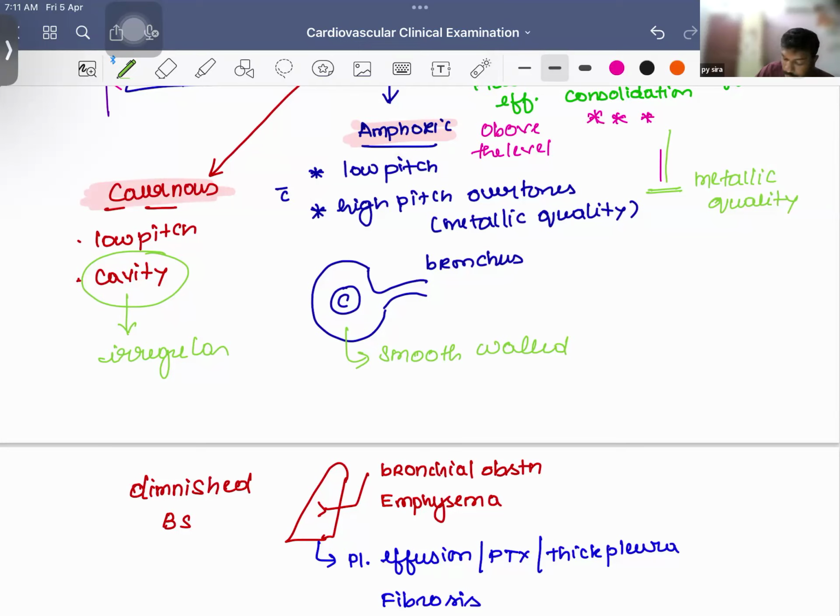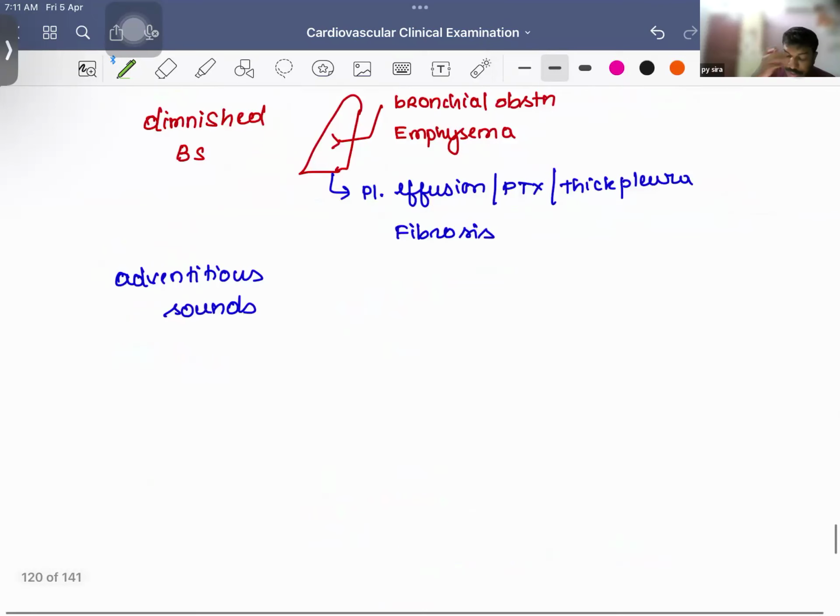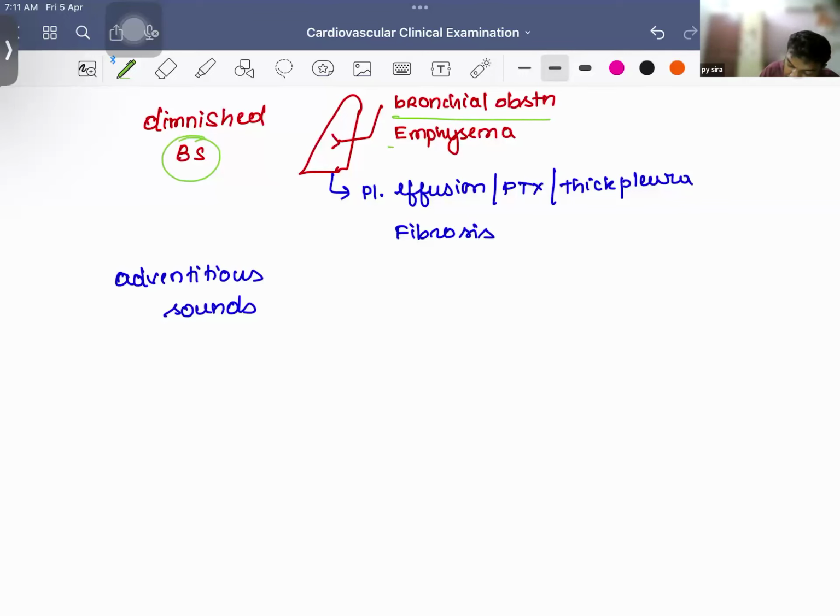What else is important here? Where you will get diminished breath sound, a question can be asked on that. Diminished breath sound means whenever there is a bronchial obstruction, emphysema, pleural effusion, pneumothorax, thick pleura and fibrosis. Wherever the quality of your lung goes down, you are going to get a decrease in breath sound.